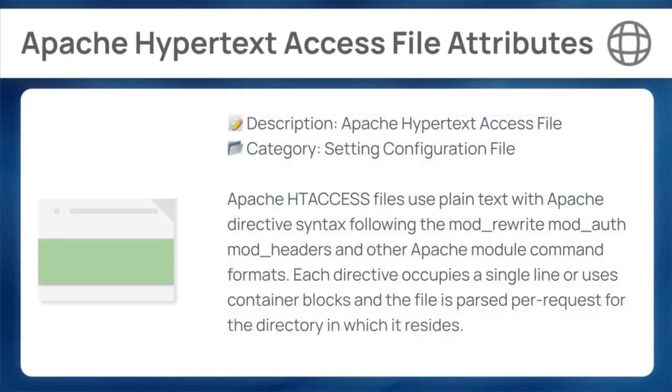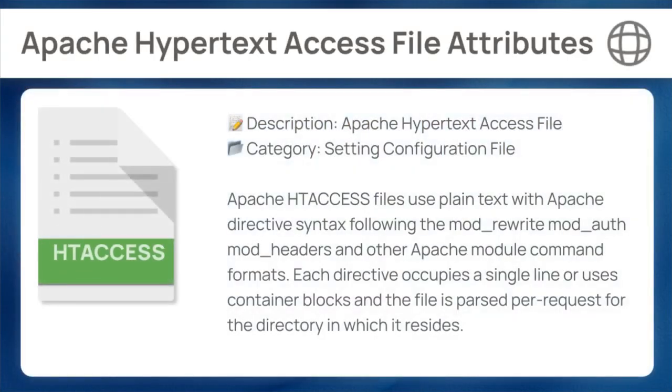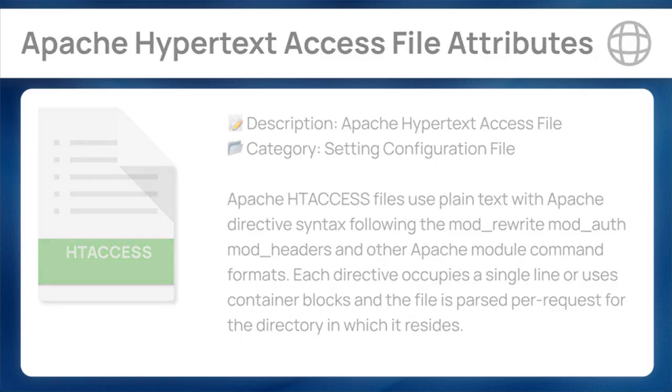Apache .htaccess files use plain text with Apache directive syntax, following the mod_rewrite, mod_auth, mod_headers, and other Apache module command formats. Each directive occupies a single line or uses container blocks, and the file is parsed per request for the directory in which it resides.